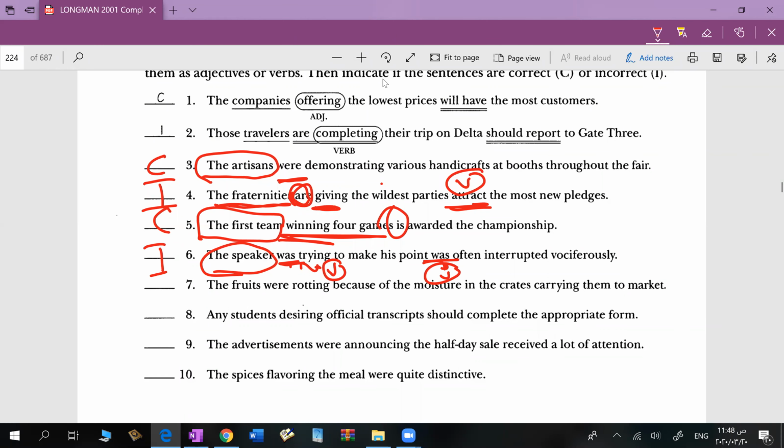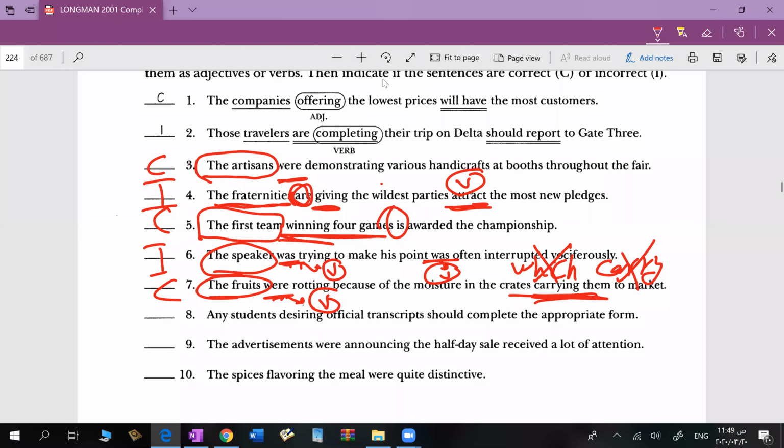So this is incorrect. The fruits, subject, were, verb, rotting because of the moisture in the crates, carrying them to the market. What do you think? Incorrect. Why incorrect? We have here the subject and were the verb. Because of the moisture in the crates carrying, it means which carry. But we omitted which and we omitted carry and it became carrying them to the market. So this is correct. Clear?